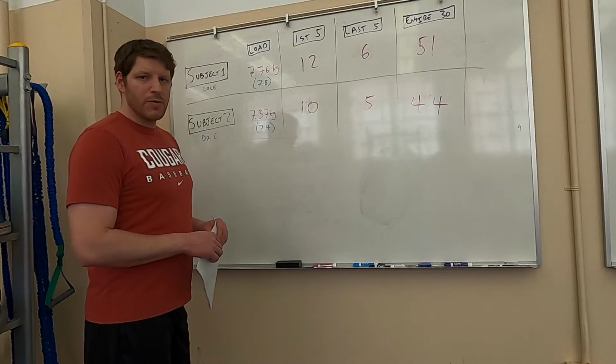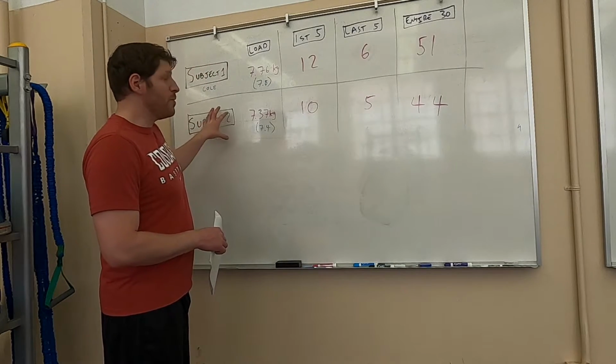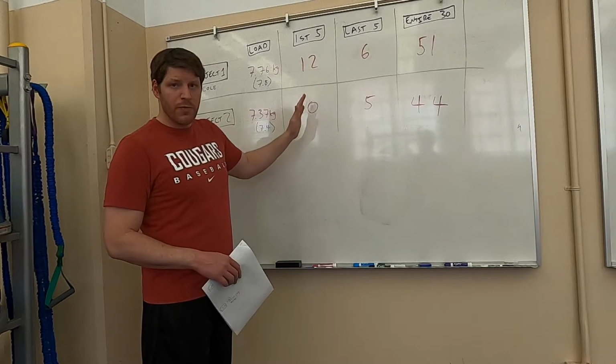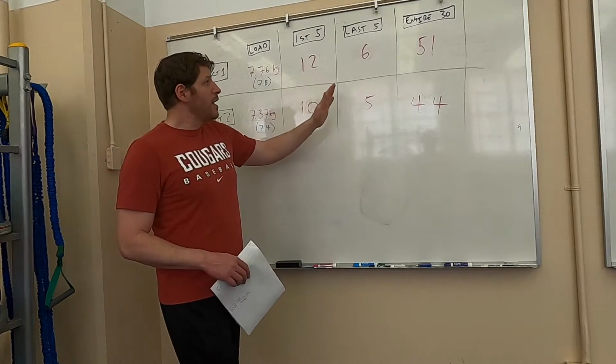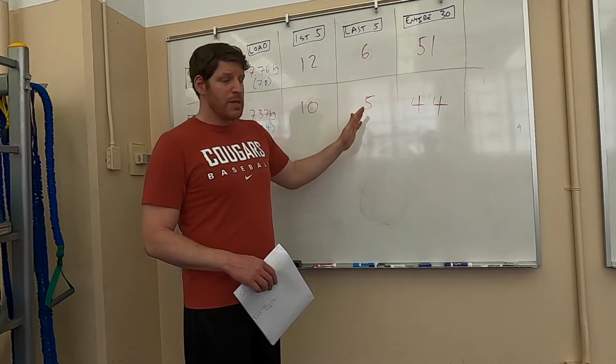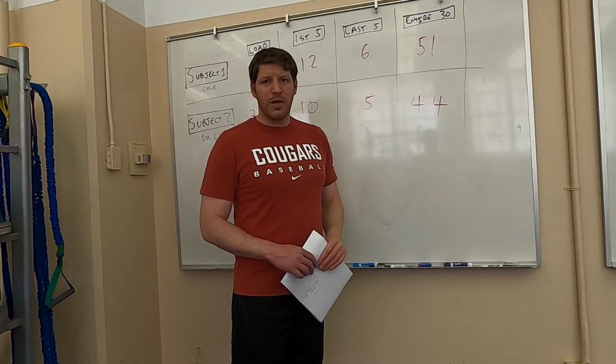So here you can see the results from our Wingate test for both Cole, who's subject 1, and for me, who's subject 2. In this column, we have revolutions for the first 5 seconds. In the second column, we have revolutions for the last 5 seconds. And in the third column, we have revolutions for the entire 30 seconds of the test.